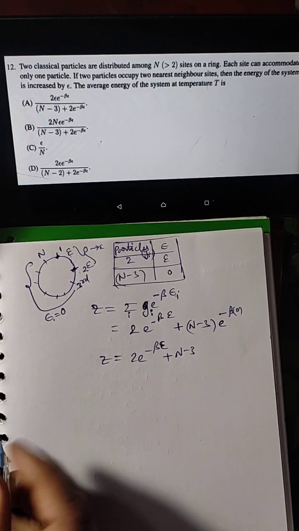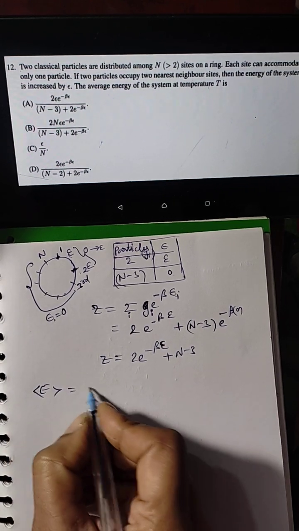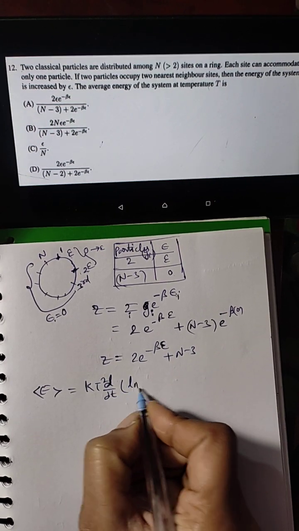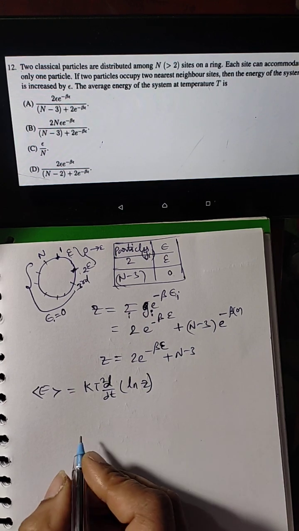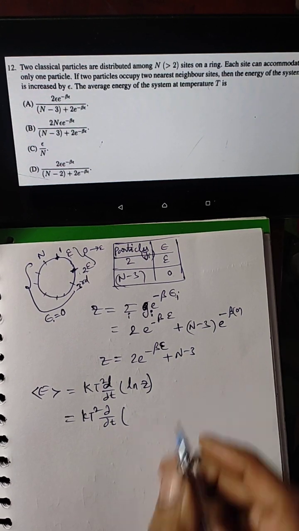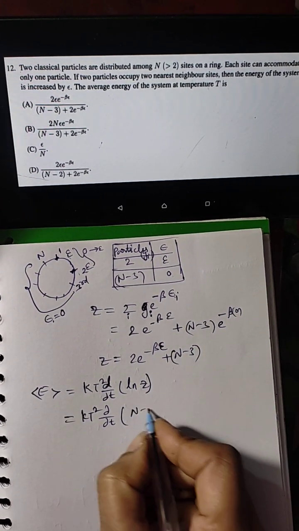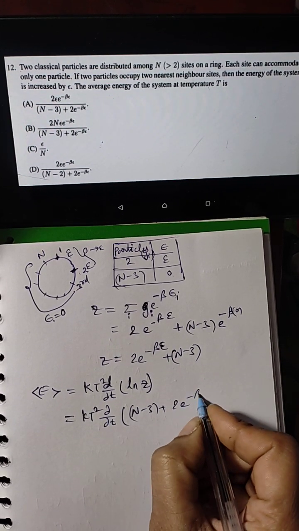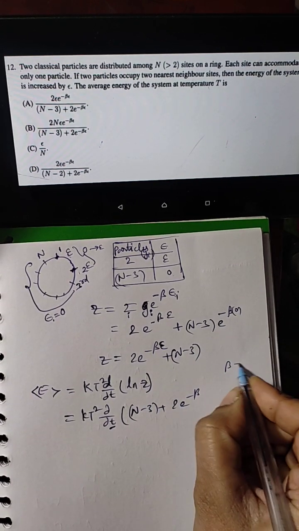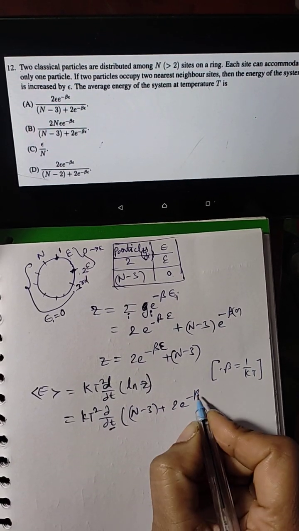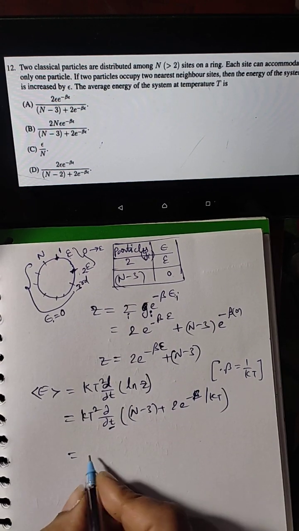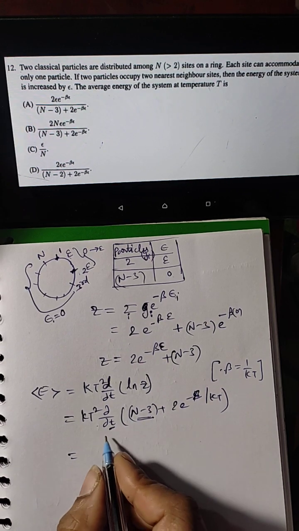What they asked is the average energy. So the average energy is given by kT square, dou by dou T of ln Z. Here kT square dou by dou T of ln Z, with Z equal to n minus 3 plus 2e power minus beta E. With respect to T, so convert beta equal to 1 by kT, so E by kT.